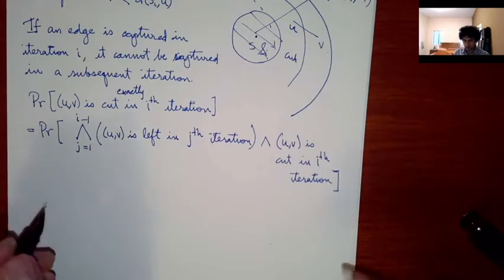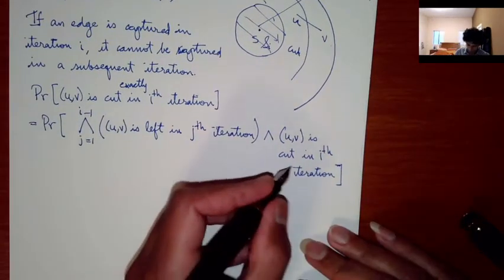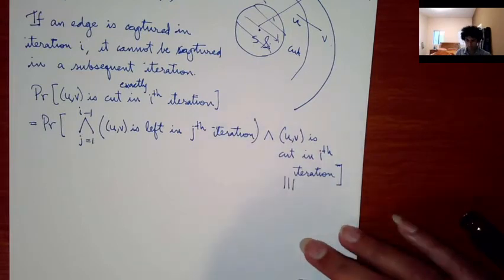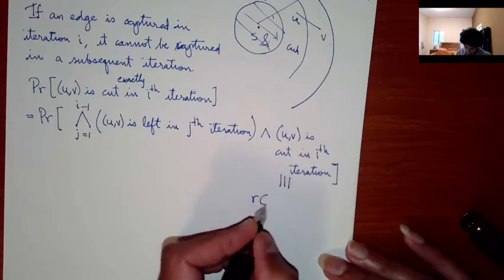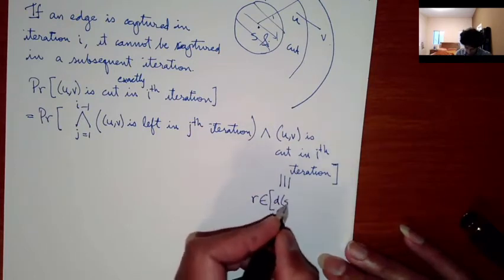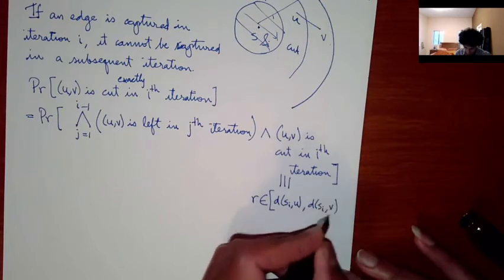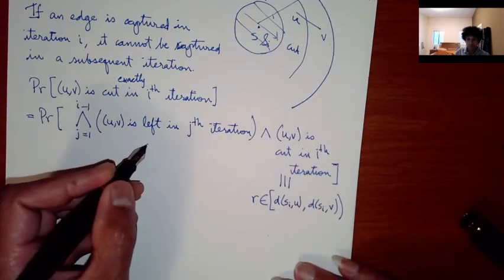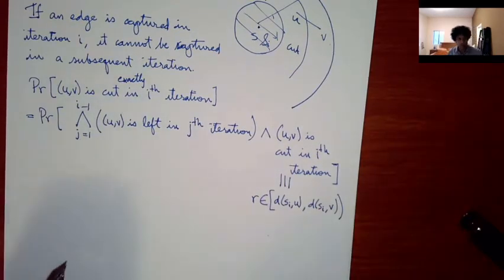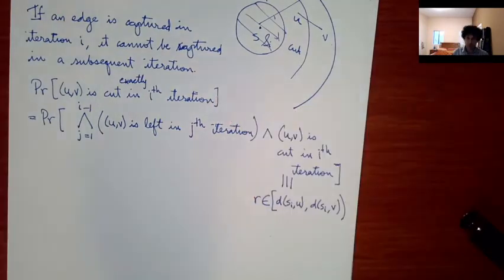Does this make sense? Yes, got it. This is equivalent to R lies in this DSIU, DSIV. But these, okay, so now I'm going to introduce some formalism to make this clear. So we fix UV. We're trying to bound this probability. So let's fix UV.